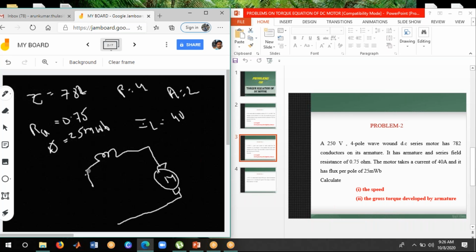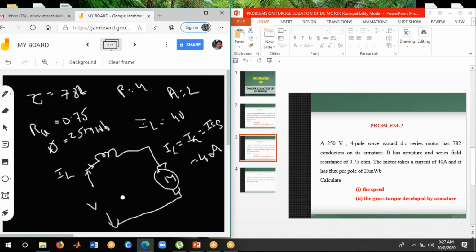Now here we are giving the input voltage, indicated by V. When we apply the input voltage, there will be a flow of current called IL, the line current. In a generator it is the load current; here it is called the line current. This same current will flow through the field winding as well as the armature winding. So the line current equals the armature current equals the series field current, all equal to 40 amperes. This is the circuit diagram for the DC series motor.